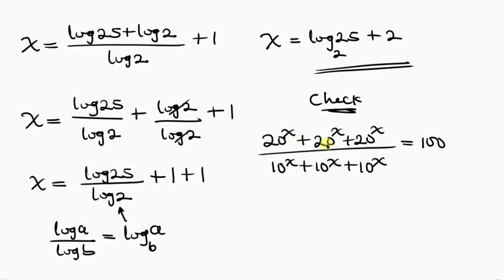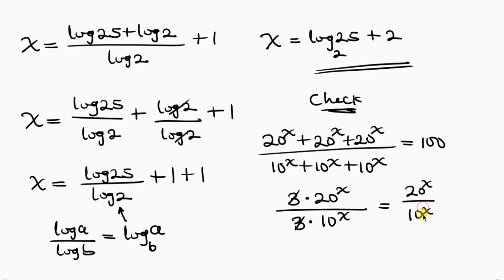Now 20 to the x plus 20 to the x plus 20 to the x is 3 of 20 to the x, all over the same thing, 10 to the x plus 10 to the x plus 10 to the x, which is 3 of 10 to the x. So we see that this 3 cancels out this 3, leaving behind 20 to the x all over 10 to the x. Now from indices, just as we've done before, this is 20 over 10, all raised to the common exponent x. Now 20 divided by 10 is 2, all raised to the x.